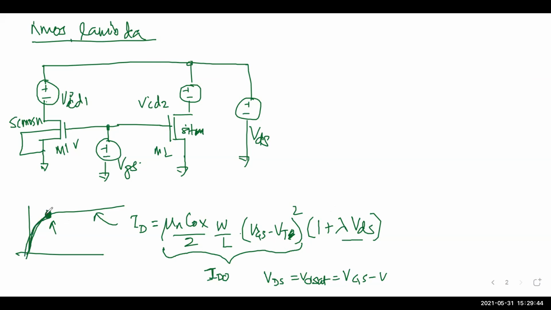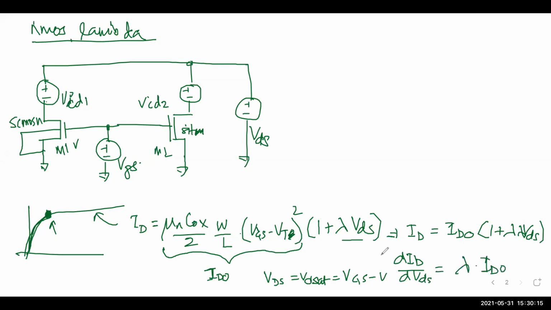At this point, there will be a slight jump, but that slight jump is enough for simulators to fail. So if you consider this ID0, then I can write this as ID equals ID0 times (1 plus lambda VDS). And if I do dID over dVDS, then this is equal to lambda times ID0, right? And this is the slope here, right?